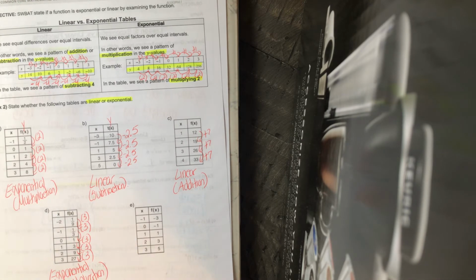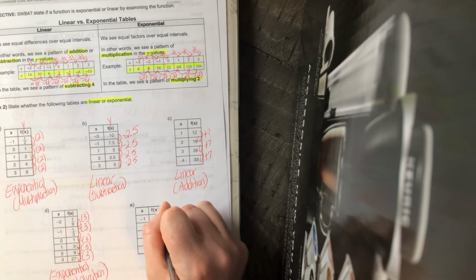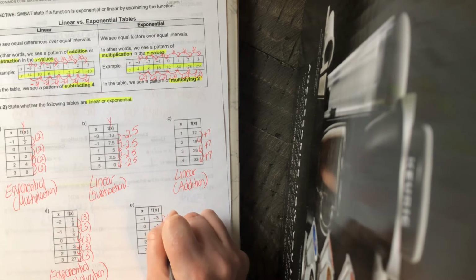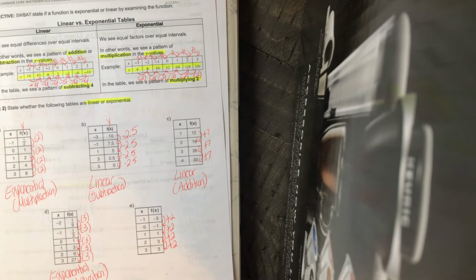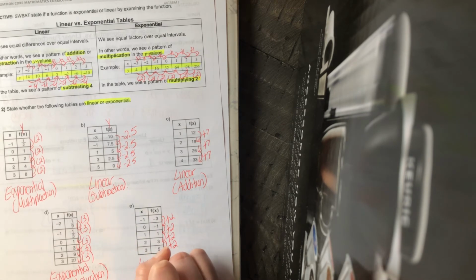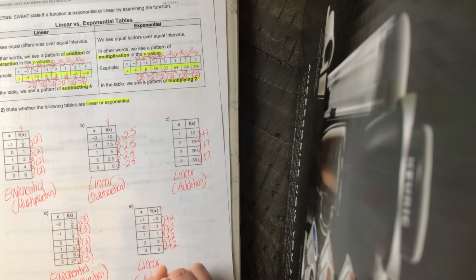And then last but not least on E, if I were to try to add 2 each time, it works out. So because I'm adding the same number each time, it's linear. Again, because I used addition.